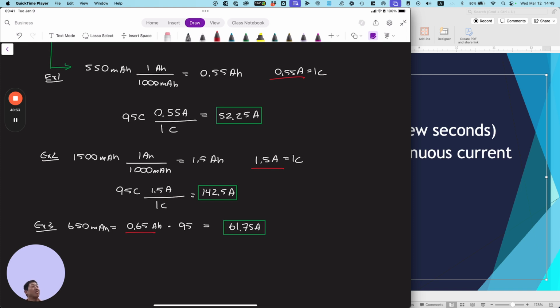It's as simple as just looking at this number, which is mostly displayed in milliamp hours, and you just move the decimal point 3 places. So it's going to be 0.55 amps. It's as simple as that, just to find 1C.